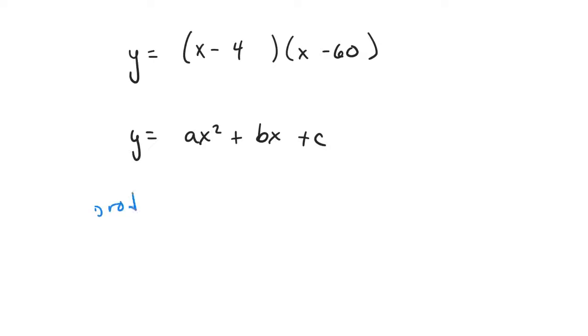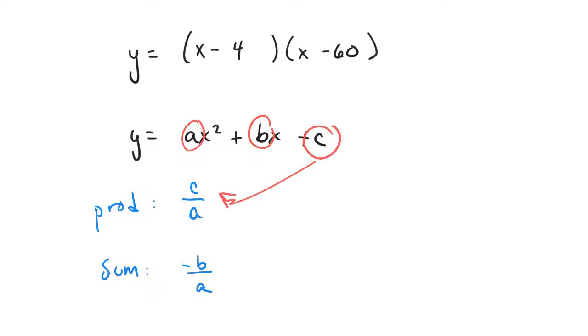For products and sums, who remembers the formulas for each? How do you find the product of roots? What was the product of roots listed as, Christian? Very good. And the sum of roots was listed as? Negative. Yeah. So what I wanted you to do was take these numbers and plug them in the corresponding locations, then see if they match up with the numbers you have for intercept form.